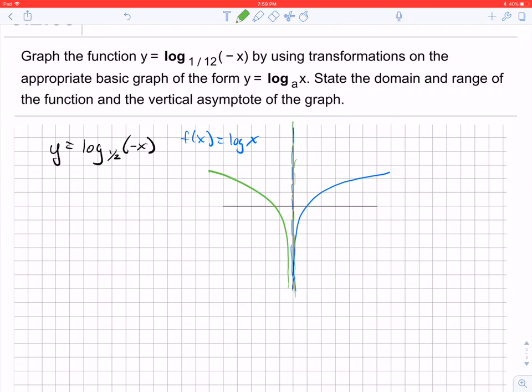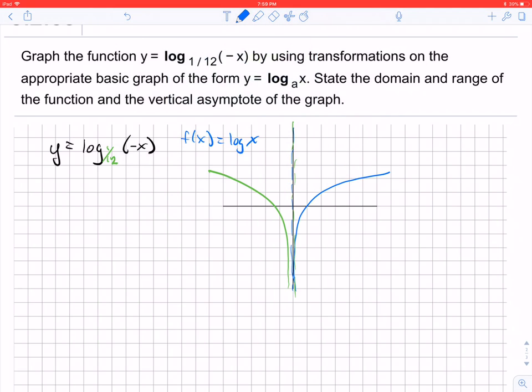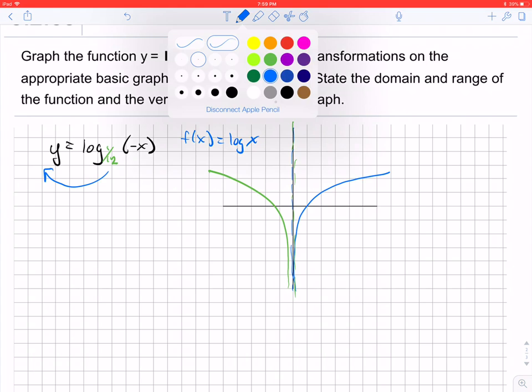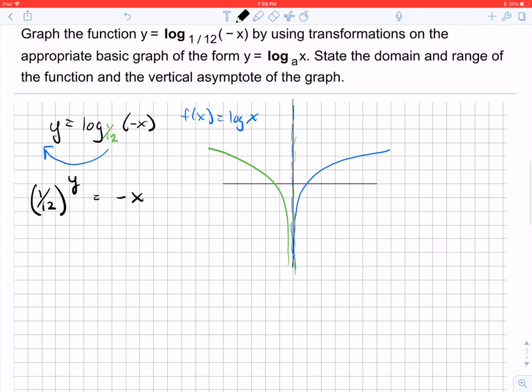Oh, and that's not a half. That's 1/12. Okay, but still, 1/12. So let's get a little more precise with our drawing. So now if we wanted to graph this log, let's write it as an exponential, so the base is going to swing. So then we'll get 1/12 to the power of y equals negative x. Then I'm going to move my negative to the other side, so then we'll have a negative 1/12 to the power of y equals x, okay?